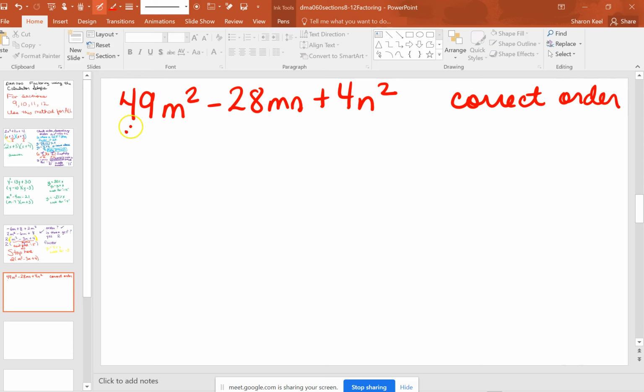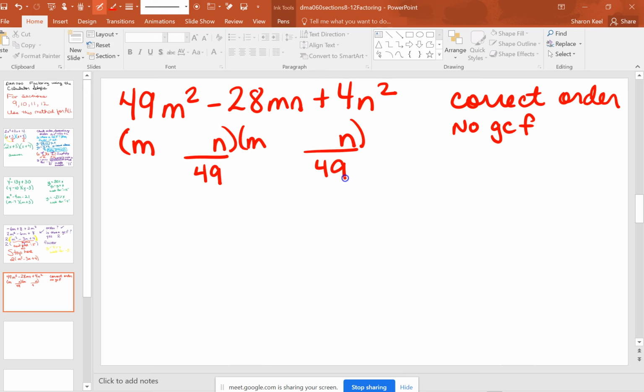All three of these do not have a GCF, so there's no greatest common factor for all three numbers. We're going to factor them into two parentheses. They're both going to begin with an M, end with an N. On the bottom right-hand side, I'm going to put 49 because if there was an A, the number for A, we want to put it here. So on Y1, we're going to multiply 49 times 4 and then have the divided by X, and we're going to look for a negative 28.